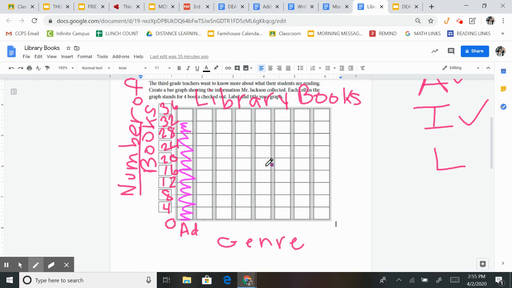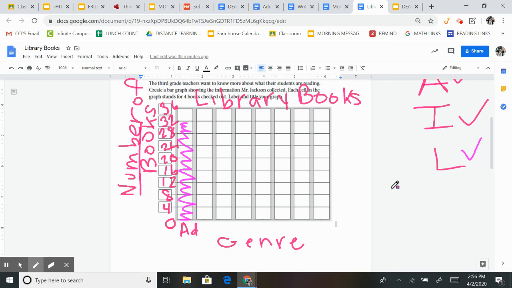Okay, so thinking back, we did our axis and our intervals, and we labeled. You're just going to be labeling not one of the genres, but all of them, all the way across your bar graph. Okay. So that is your bar graph itself.